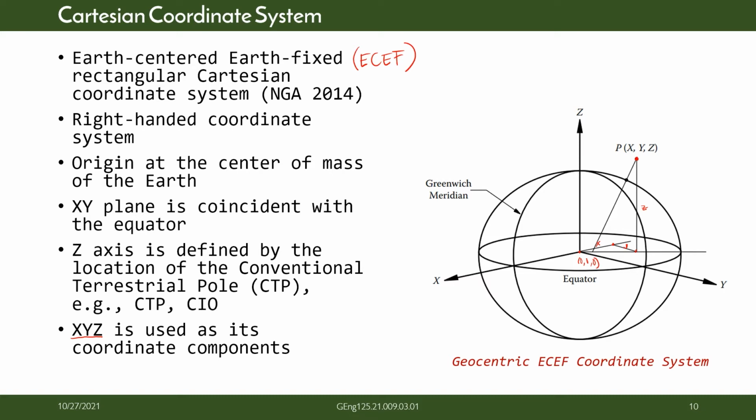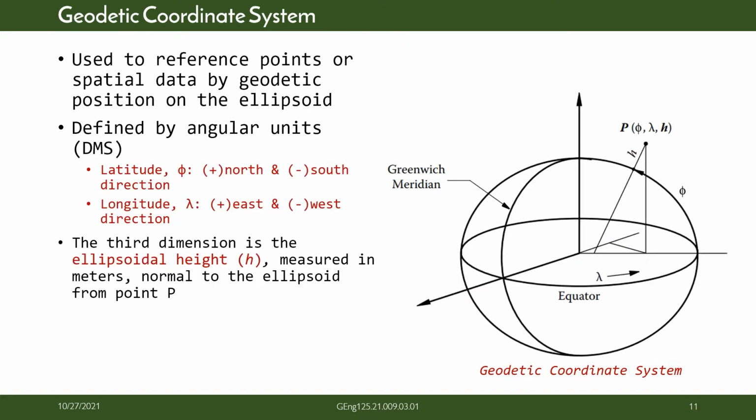For the next one, we have the geodetic coordinate system. It is used to reference points or spatial data by geodetic position on the ellipsoid. This system is a curvilinear type of coordinate system in 3D space. We have the following parameters, as defined by angular units.